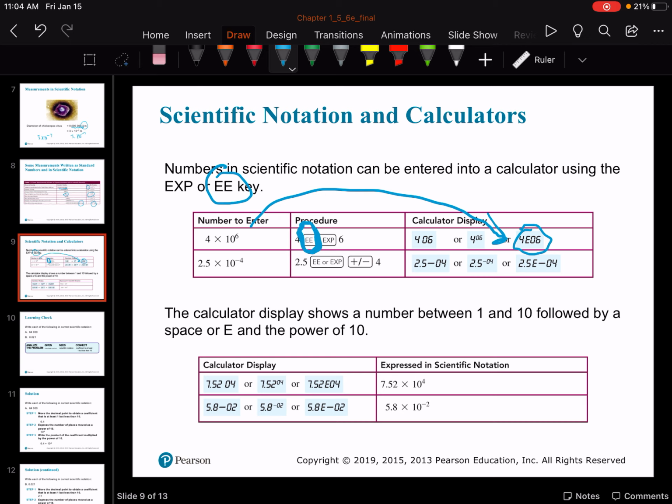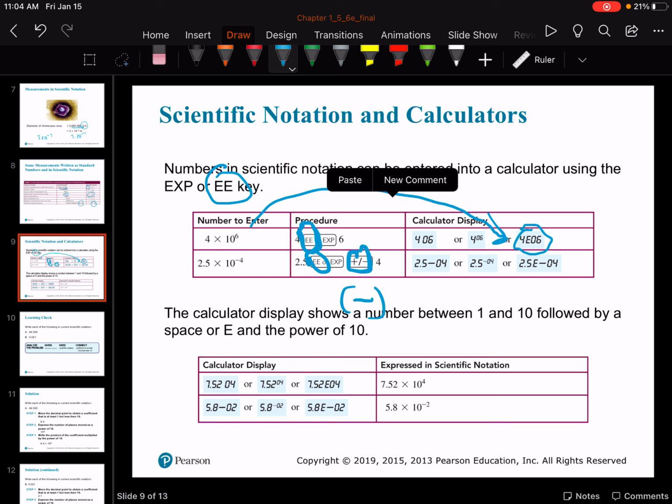And 2.5 times 10 to the minus 4. So I write 2.5, and then I write EE, then the minus button. Your minus button on your calculator may look like this. Having a problem here with my touch screen.